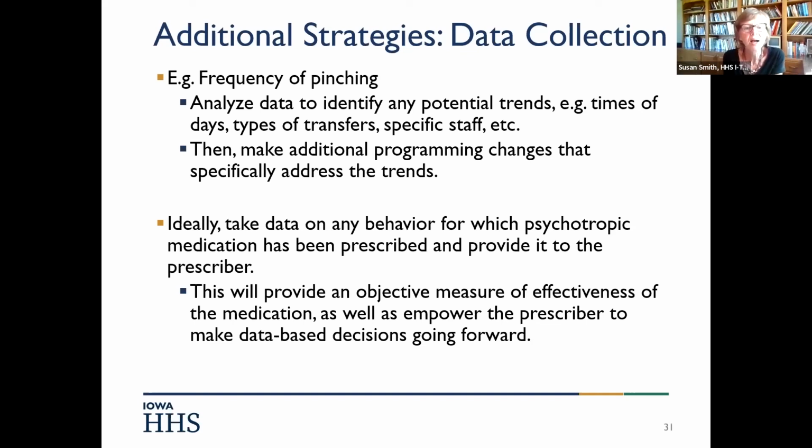I want to suggest that you at least consider taking data on any behavior for which psychotropic medication has been prescribed. An example that I've seen is somebody's maybe taking trazodone to help with their sleep, but nobody's measuring sleep. So how is the prescriber supposed to know, is this helping at all? Is this the right dose? Because if there's no data to report to that prescriber, it's just hard to imagine how they could possibly be making a data-based decision. And that comes back to us in terms of keeping the data and doing it.